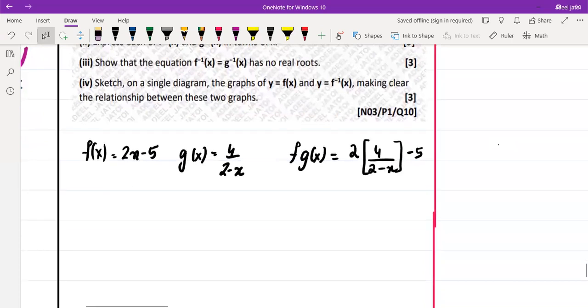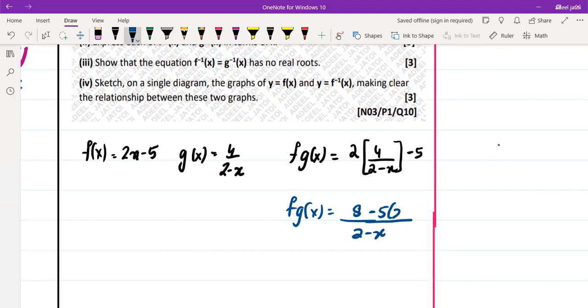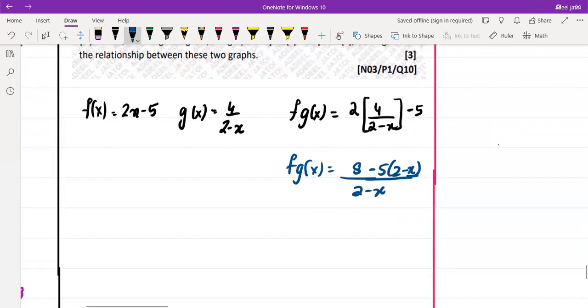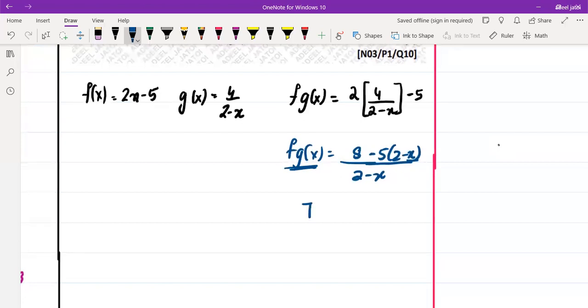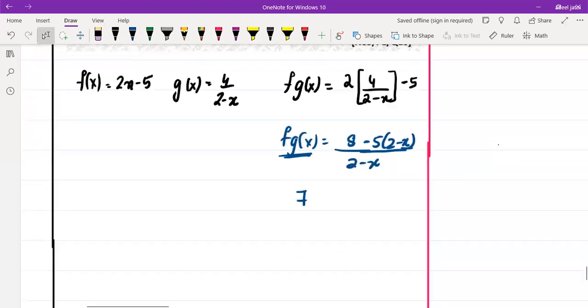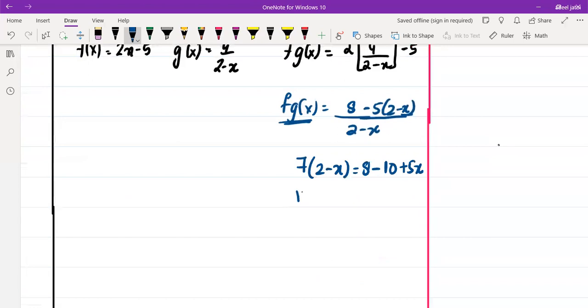So if we just solve this down, fg(x) is equal to 8 upon 2 minus x minus 5, taking the LCM of 2 minus x. fg(x) is equal to what? 7, because it is given in the question. So let's multiply by 2 minus x. This should be 8 minus 5 times (2 minus x), which is 10 minus minus plus 5x. So this should be 14 minus 7x is equal to minus 2 plus 5x.